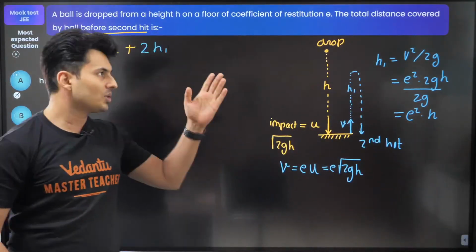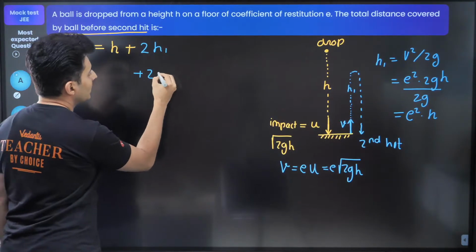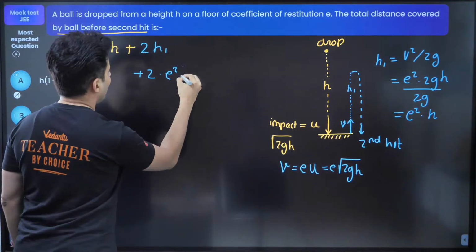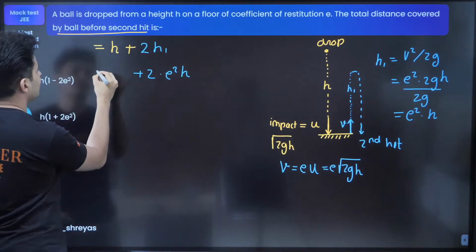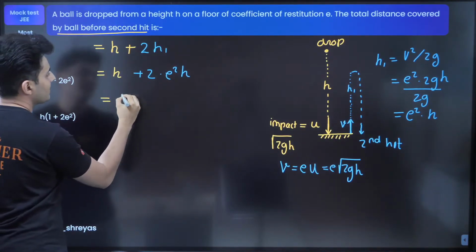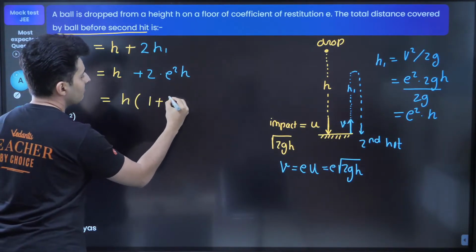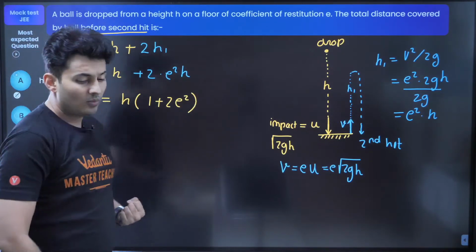That's it. I think we should start substituting it. So it will be 2 times e square h, of course, and this is h as it is. So hence h is common, and it will be 1 plus 2e square, which is option B.